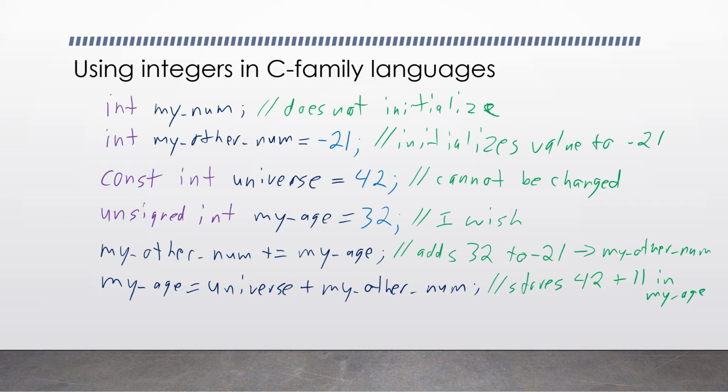Okay, and of course we can always just do plain old assignment statements if we want. My num equals 0 just stores the number 0 in my num. So that's how we use integers in C family languages. Know that if we ever tried to assign my num as 0.5 or some sort of number that had a fractional component to it, the compiler would give us an error because ints cannot handle fractional values.